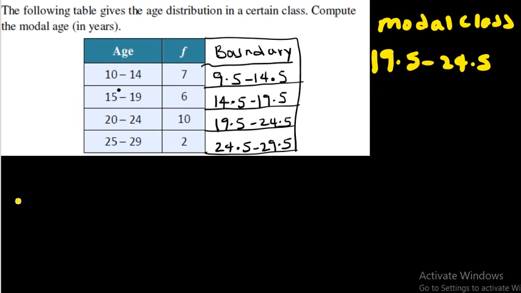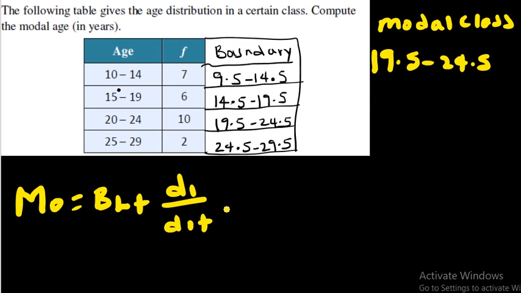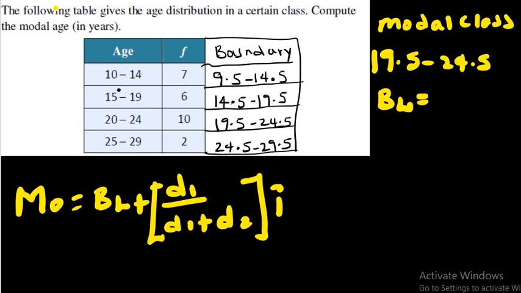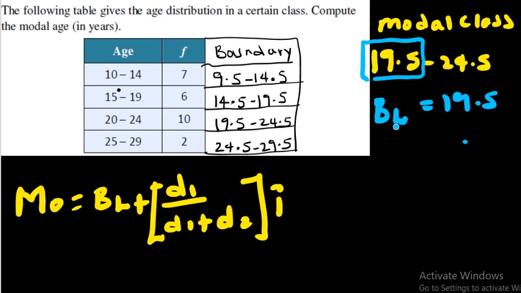What does the formula say? The mode is equal to BL plus D1 over D1 plus D2 times I. This is the formula. Let us get every input here. What's BL? Just read from here. So the BL is equal to 19.5 because it is the lower boundary of the modal class, which is here. And then D1 is going to be the difference between the frequency of the modal class, which is 10, minus the class before it.